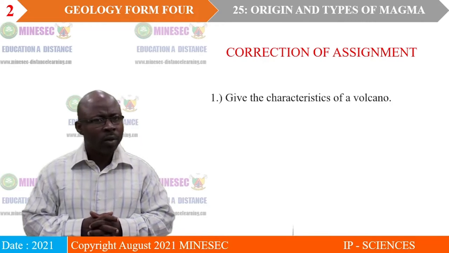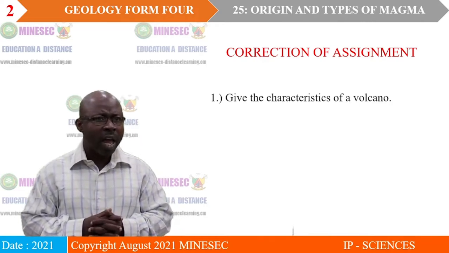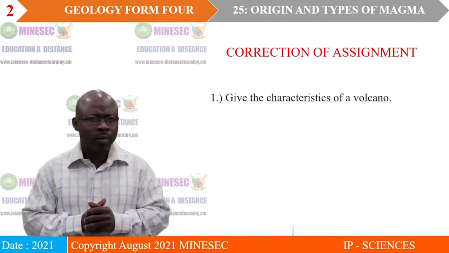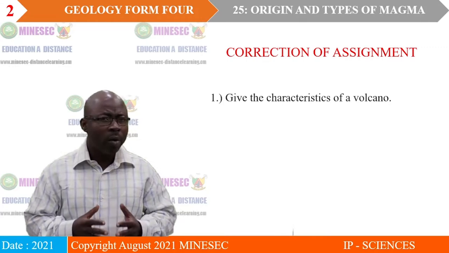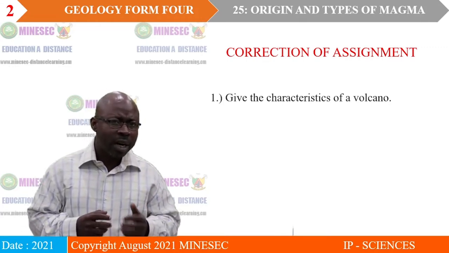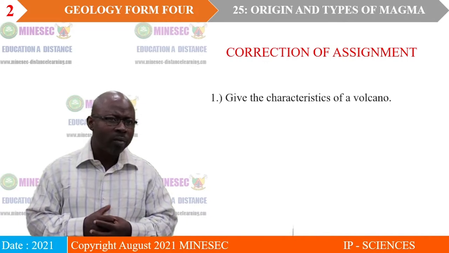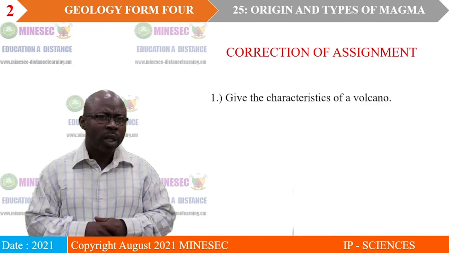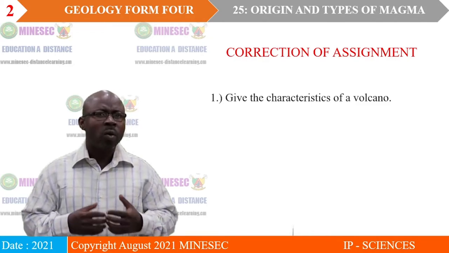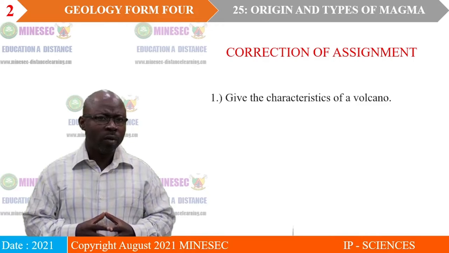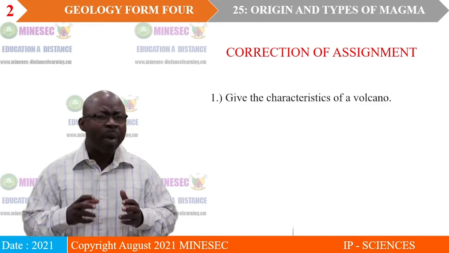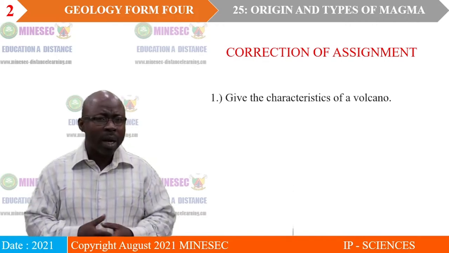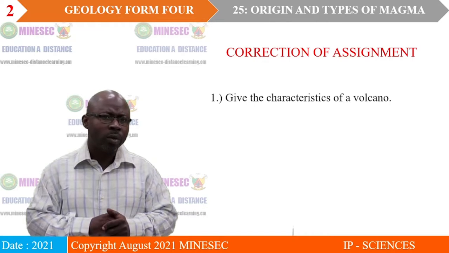As usual, before the start of every new lesson, we must correct the assignment of the previous lesson. With that said and done, we now revisit the assignment that was given in the last lesson. The assignment was, give the characteristics of a volcano. In our last lesson, we saw the structure of a volcano. We saw certain characteristics that were peculiar to a volcano, and so we were expected to go back, pick them and write them down.